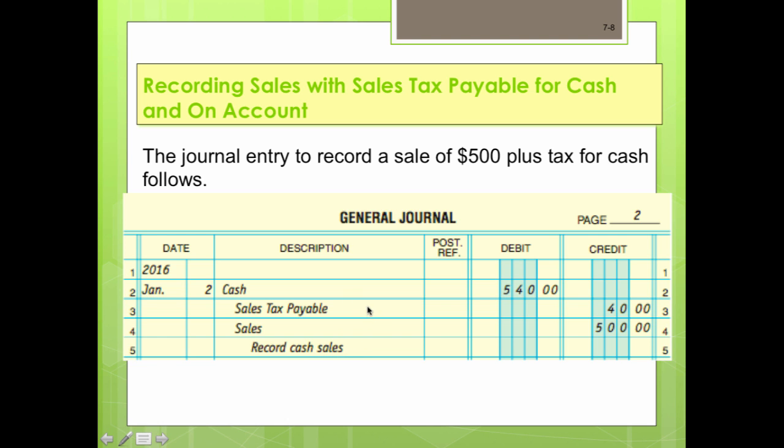So see how we have two separate accounts now where we are collecting our sales tax that we're collecting from customers. And we're going to hold that money in this account until we are required to send it to the sales tax agency as a payment.